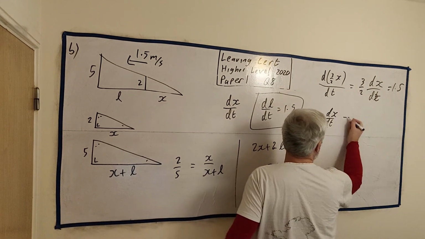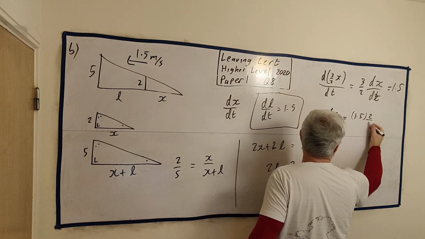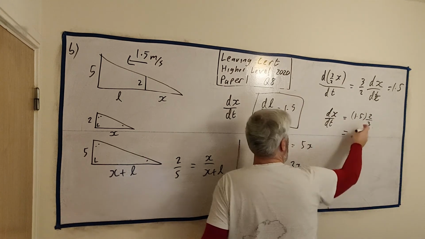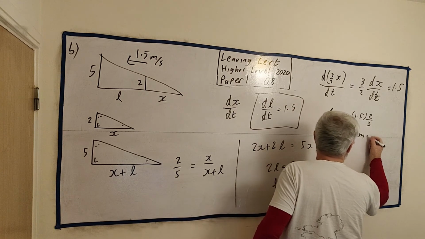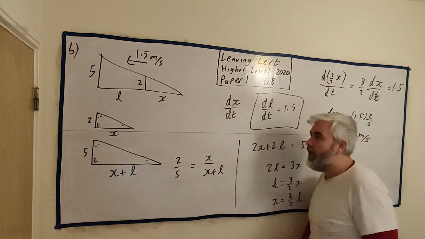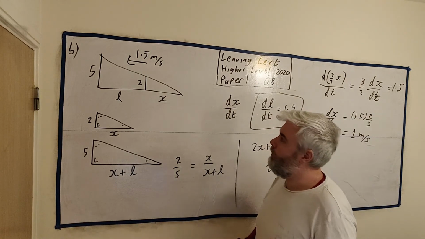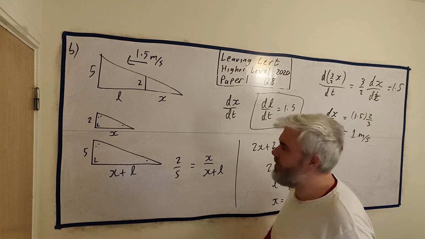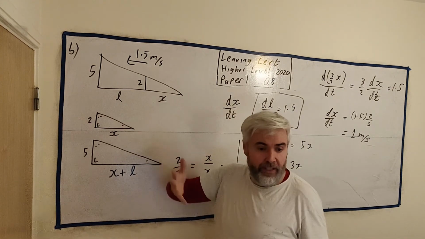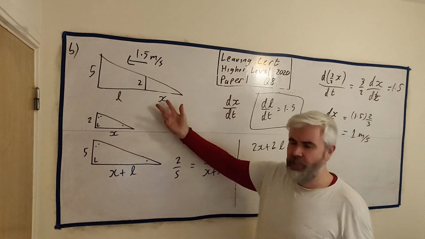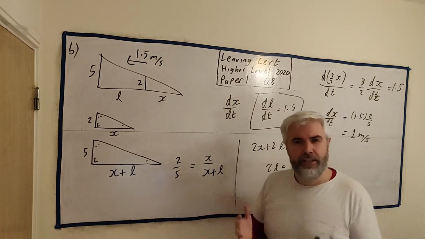Well, dx dt is equal to 1.5 multiplied by 2 divided by 3. 1.5 times 2 is 3. 3 divided by 3 is 1. 1 meter per second. I would say I'd be a little careful about the signs. Is the shadow getting bigger or smaller? The person is going plus speed, they told us that. So is the shadow going at plus speed, getting bigger, or going at minus speed and getting smaller?